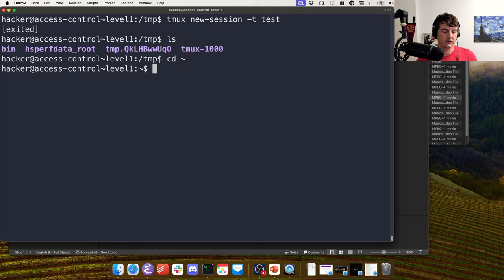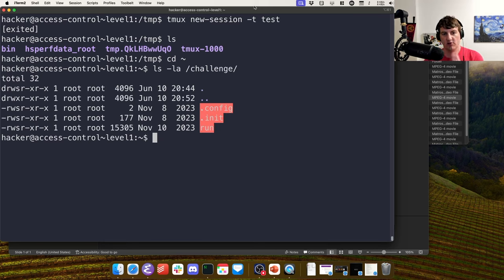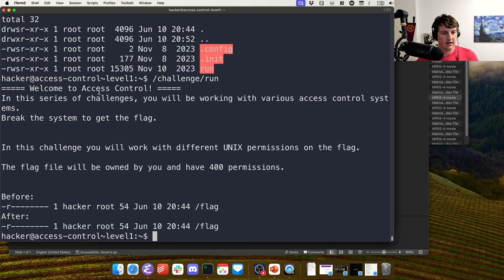So like usual, all of these will have the format of /challenge/run. You can run /challenge/run, and it tells you information. In this series of challenges, you'll be working with various access control systems, and you need to break the system to get the flag. Again, this is why we went over how to reason about and think about the different kinds of access control models, so that you can analyze and understand this.